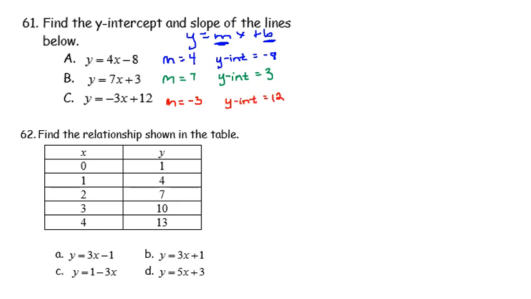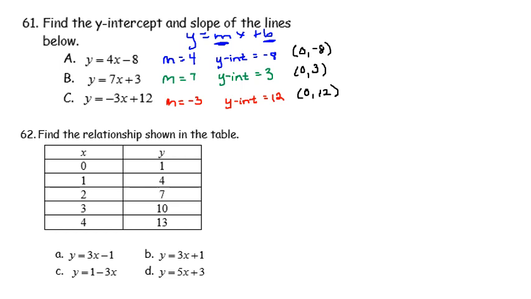Now, if we needed to write these y-intercepts as ordered pairs, it would be (0, -8), (0, 3), and (0, 12). Remember, to find the y-intercept, the x value has to be 0. So looking at the next one, find the relationship shown in the table below.